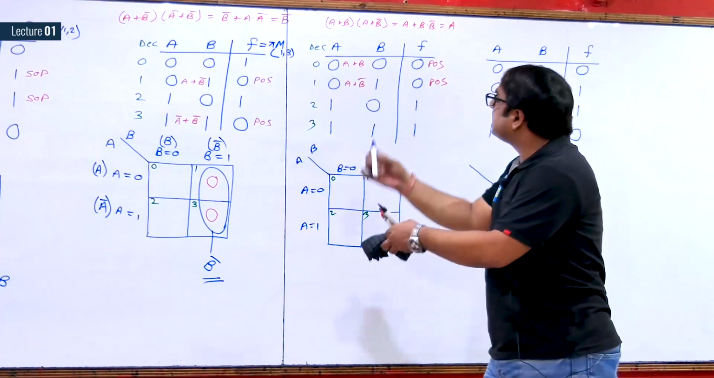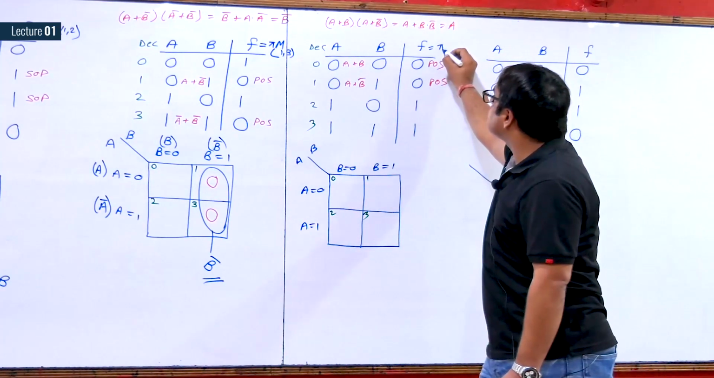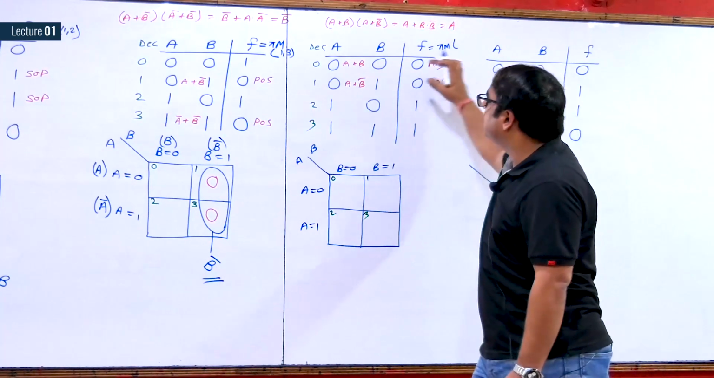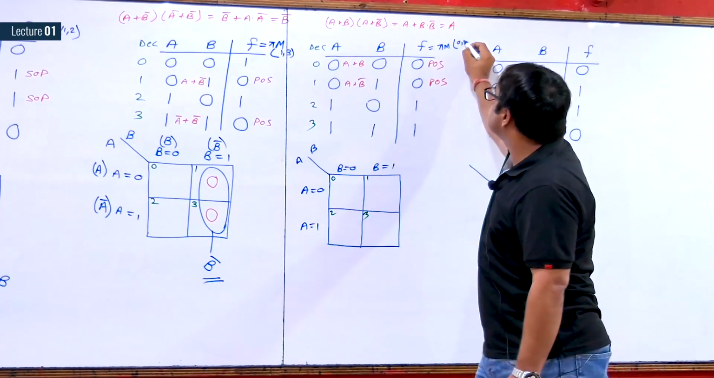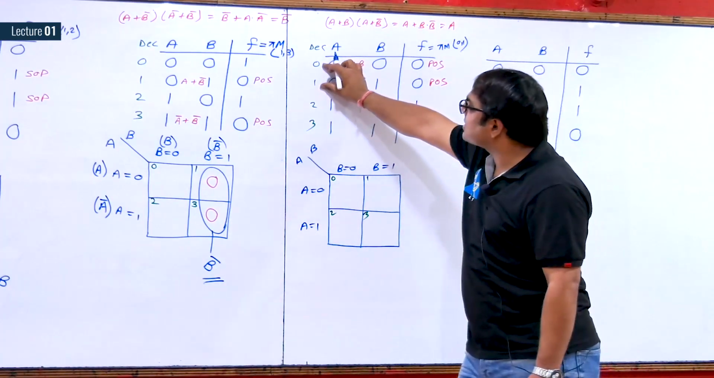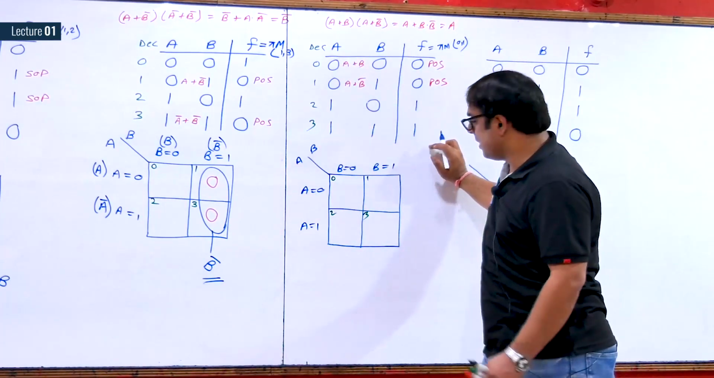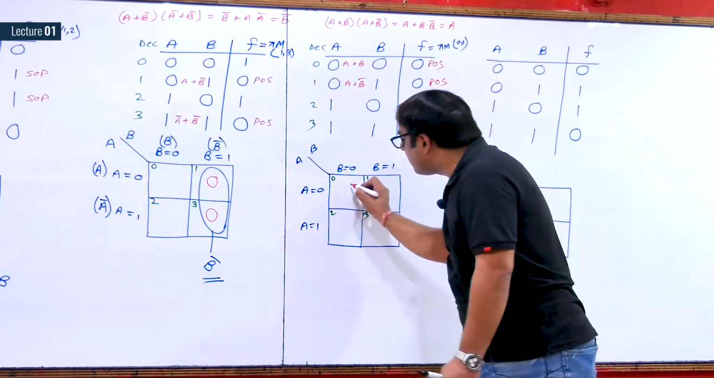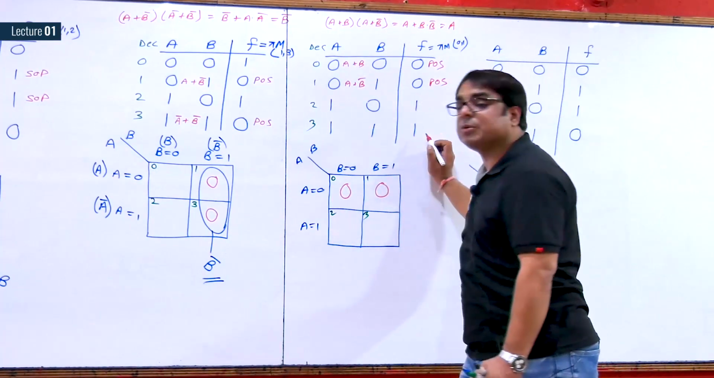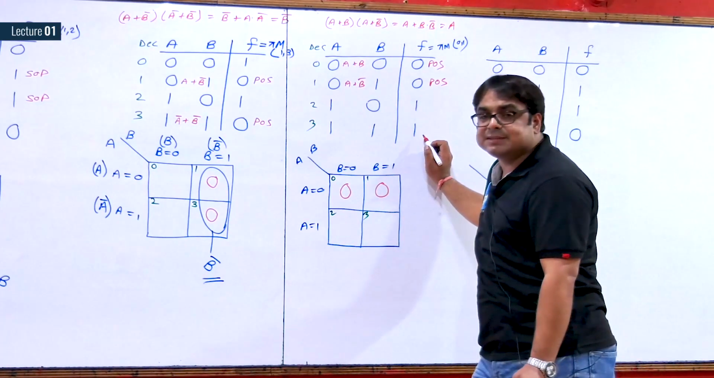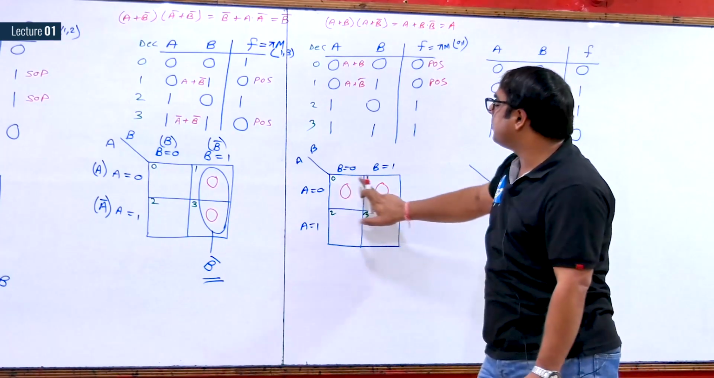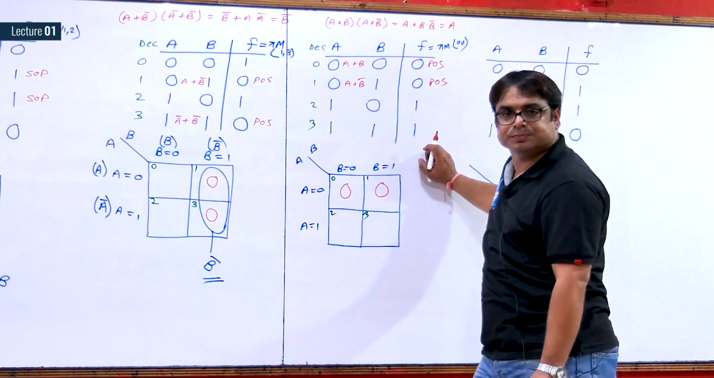First of all, what are the max term numbers? The max term numbers are these two combinations: 0 and 1. Max term means output 0. So the max term numbers are max term number 0 and max term number 1.